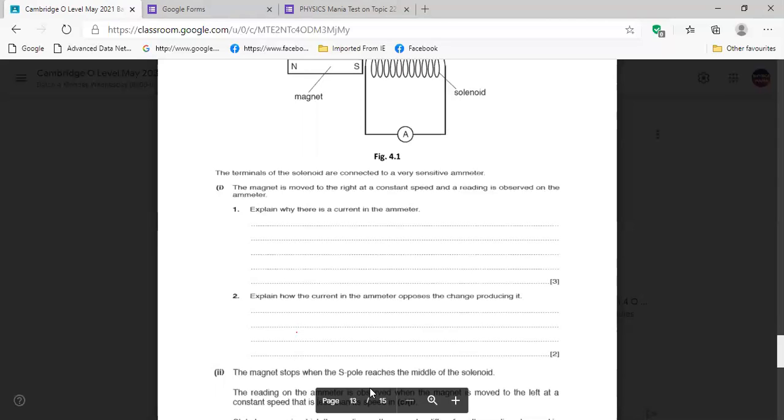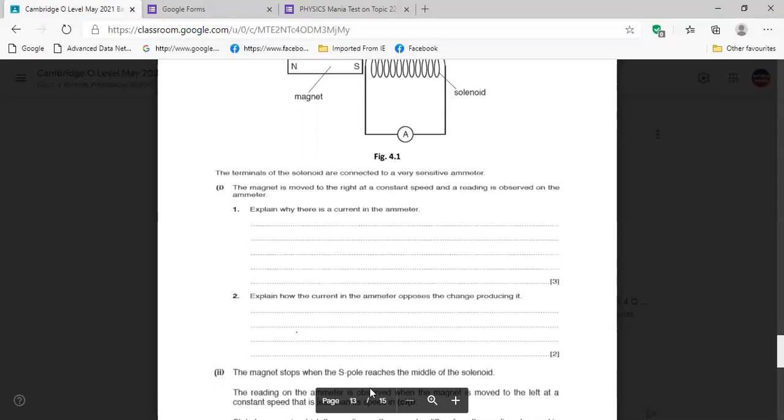Can you please repeat what you said? Yes, sir. Motion of magnet, then I give a comma. Cut the magnetic field lines by the solenoid, producing an induced EMF. If there is EMF, there is current. Yes, your answer is completely correct. That's part one. Part two, tell me. Explain how the current in the ammeter opposes the change producing it.